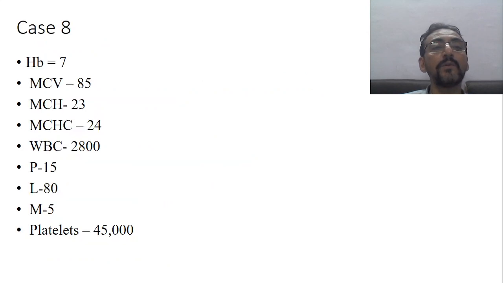Only thing is, if you go through this CBC report more thoroughly or more specifically, then blast cells are not given here. You can find some of the blast cells, but it's intentionally not given here to make you confused. So this is a picture of a leukemia. P is only 15. Okay, lymphocytes are 80.